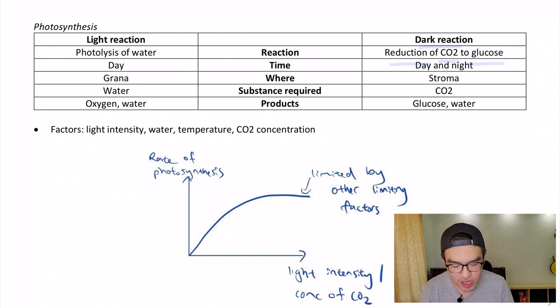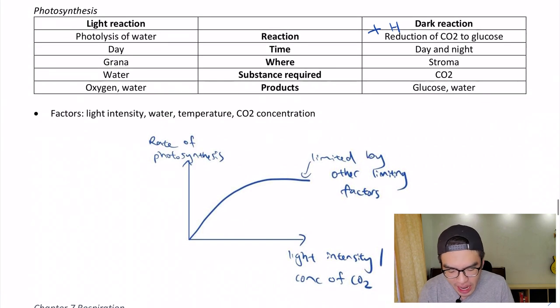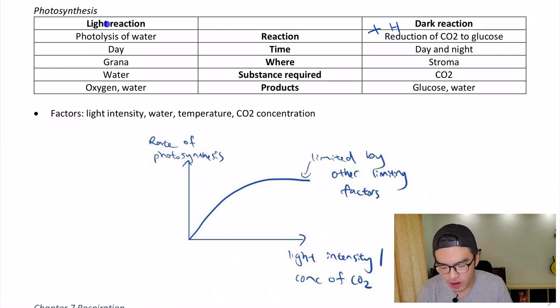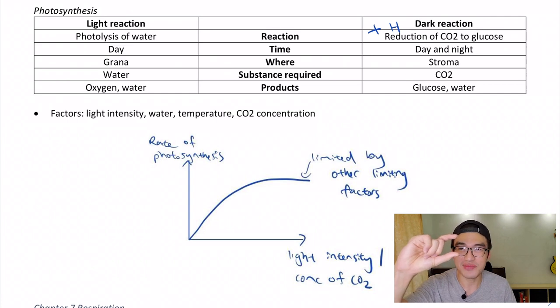Remember this reduction? Reduction means they add hydrogen. This is in the redox chapter in chemistry, so go and revise on that. And then for time, the light reaction happens during daytime because you need sunlight. The dark reaction can happen day and night because it's not affected by light at all. Where does it take place? The light reaction takes place in the grana, which is the stack of thylakoids. The dark reaction happens in the stroma, which is the liquidy stuff inside your chloroplast.